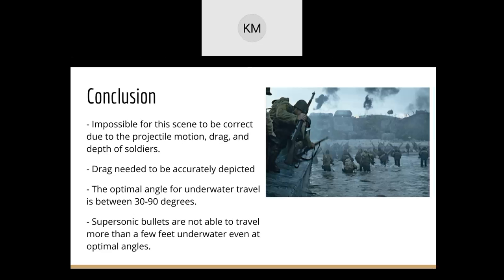So being so far back, having such a shallow angle, and having the soldiers so deeply submerged, all of this, while this was such a well researched and well done movie, when you start to pick it apart, you can kind of see the problems within it, the physics problems. And so this was just one of the scenes that was unfortunately not accurately depicted. It was more of the Hollywood drama style. And so it's just impossible. Even though it was a really well done movie, this scene was not physically possible.